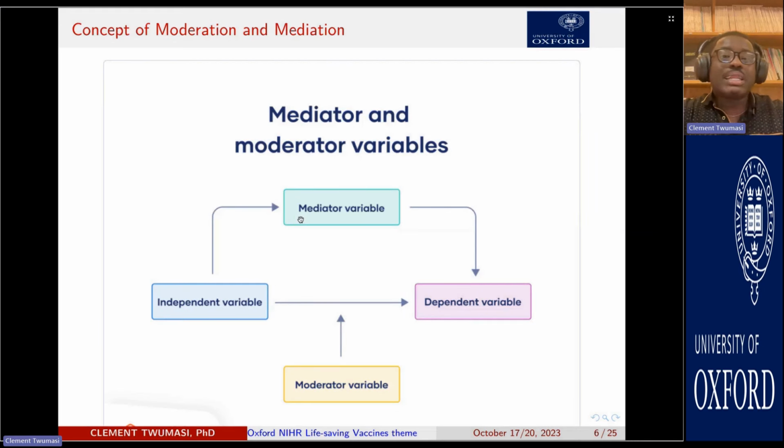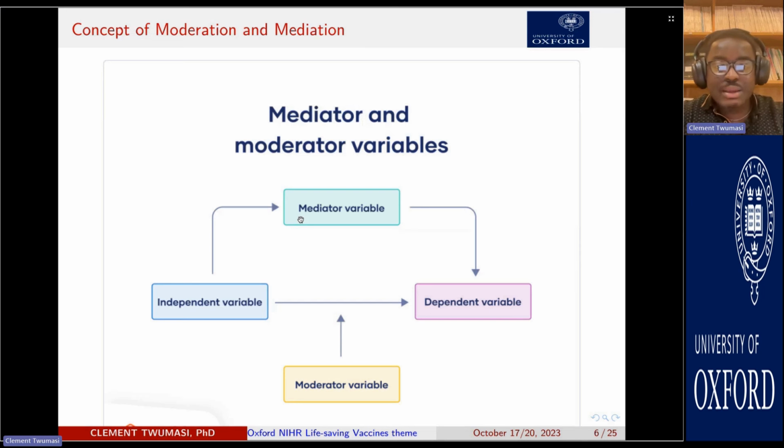So now let's talk about the concept of moderation and mediation, since it's very important. Most of the time, we ignore these concepts in most health studies. But most psychological studies, or studies in psychology, are very keen on always investigating mediation and moderation and so on.